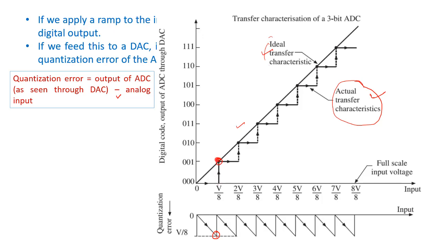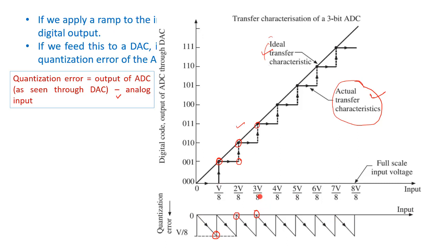So at this point the difference will be 0, right. Again it will increase in the negative direction till 2V by 8. So at 2V by 8 again it will become 0 here, right. Similarly at 3V by 8 again it will become 0. Therefore it will give a sawtooth wave, right. And your x-axis is below this.